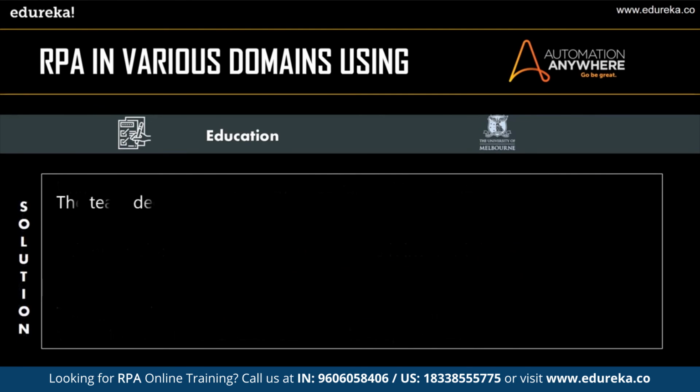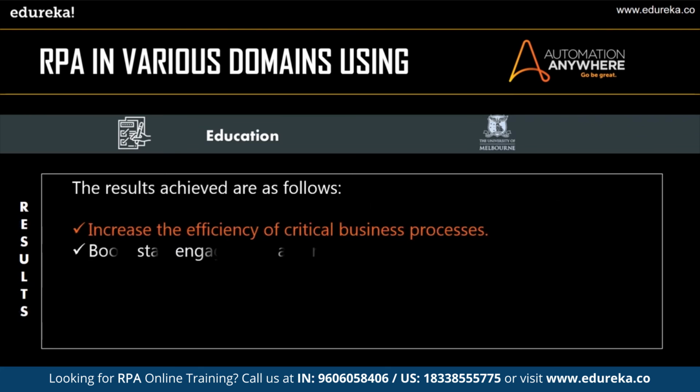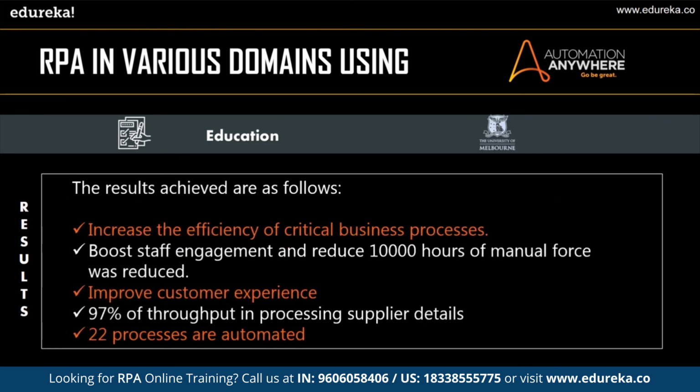To overcome these challenges, the University of Melbourne decided to deploy bots to automate the processes of downloading individual attachments and consolidating with student results. They decided to choose Automation Anywhere to reduce manual intervention and automate processes across various departments such as faculty admissions, students' admissions, and supplier tracking. All the bots deployed across all the departments would automate the data entry tasks and the attachments for new admission applications.